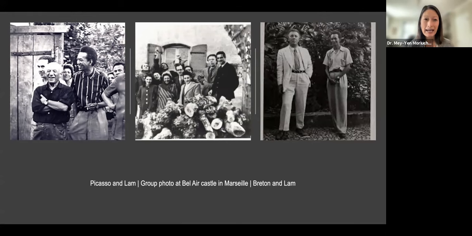Lam is there in the back, raising his arm. And it's a group of artists that had fled Paris after German occupation. They were in Marseille, awaiting passage to the West. And it's there that he really developed a strong friendship with André Breton and other surrealists, and they experimented playing all sorts of surrealist games.